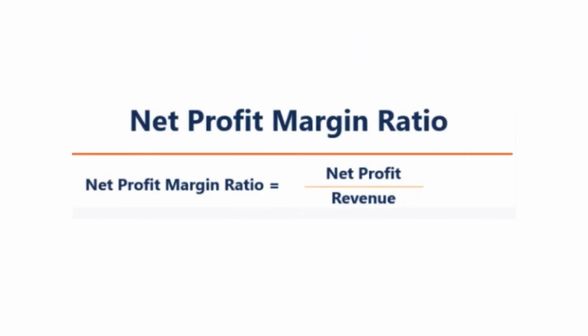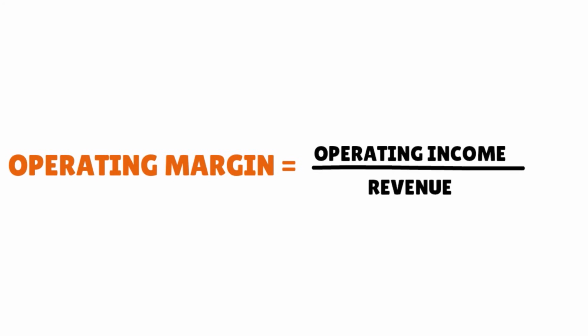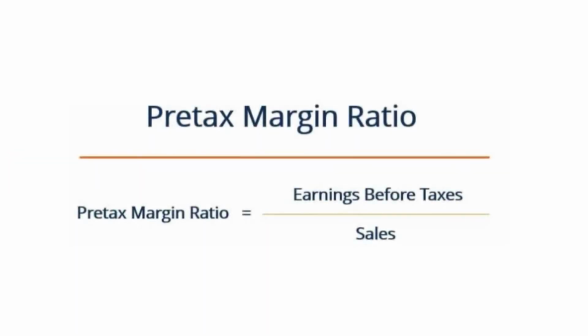The net profit margin is kind of similar to the gross margin ratio, but it looks at other metrics. So it calculates the percentage of revenues that are left over after all expenses and taxes. So it equals net profit divided by revenue. And then you have the operating margin, which calculates the percentage of revenues that are left over after all expenses. And the formula here is operating income divided by revenue. Then you have the pre-tax margin ratio, which basically displays earnings before taxes relative to revenue. So the formula here is EBT divided by revenue.